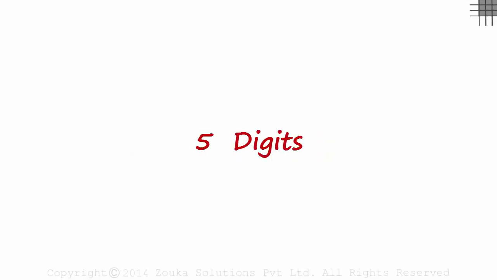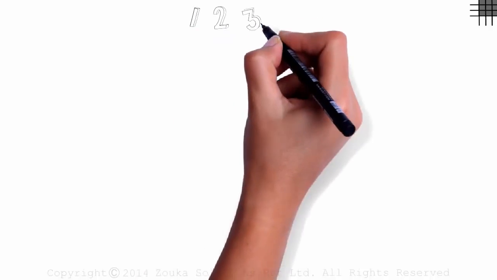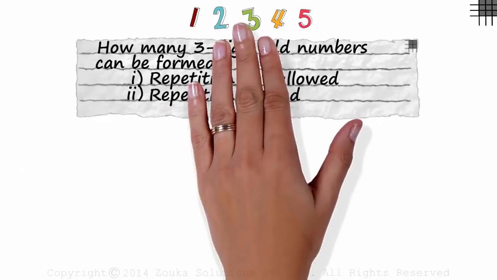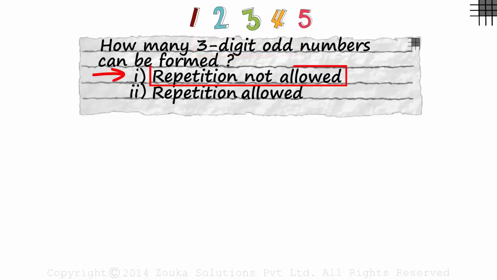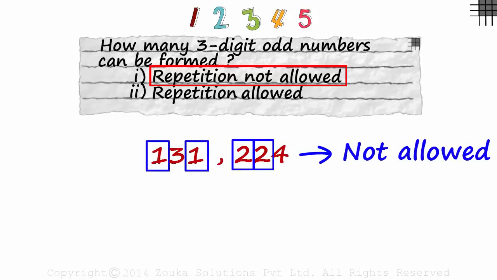We have been given 5 digits: 1, 2, 3, 4 and 5. Along with that, we have this question. Using these 5 digits, how many 3-digit odd numbers can we form? First case, when repetition is not allowed, and second, when repetition is allowed. By repetition not being allowed, they mean we cannot consider numbers like 131 or 224 which have repeated digits.